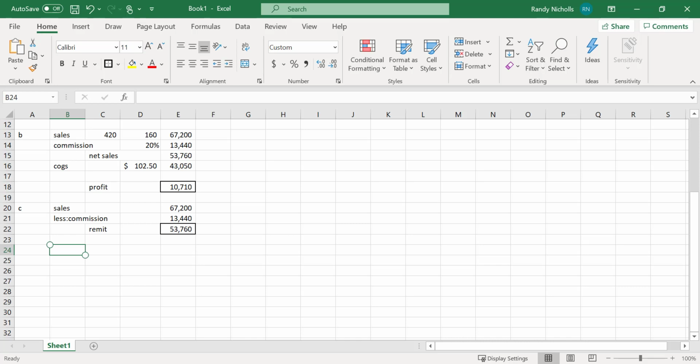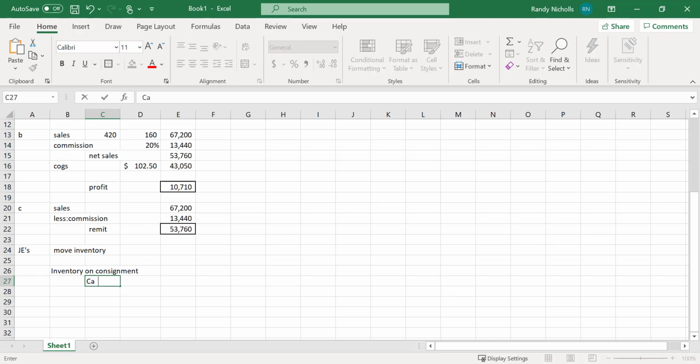You can write the word debit in or DR, but I wouldn't. I am fine if you've got left and right because debits are on the left and credits are on the right. So, what inventories are there? Well, when I move the inventory, I'm going to debit inventory on consignment, and I'm going to credit cash and inventory.